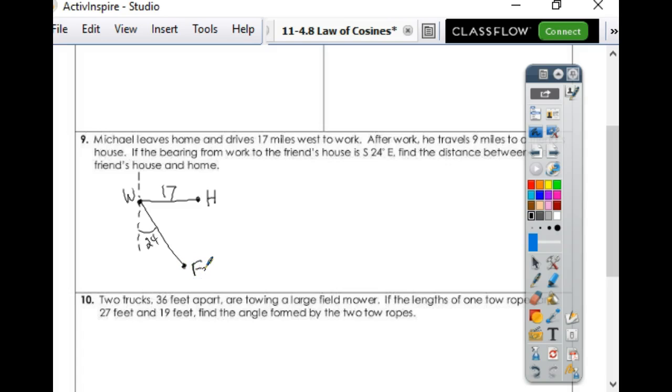So here's his friend's house. But the question asks, find the distance between the friend's house and home. So this is what I'm looking for. And there's 9 miles here. I have the angle. So what's left for this angle? I have to add up to what? 90. So this angle is 66. So if I'm looking for this, now I get 9 squared plus 17 squared minus 2 times 9 times 17 times cosine 66. And that gives you this amount.